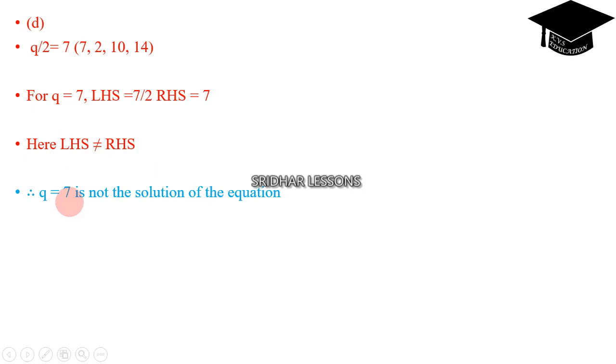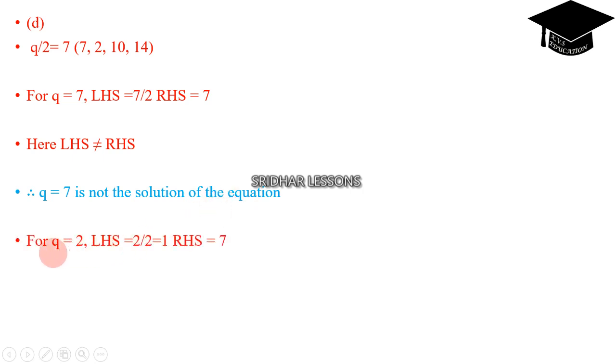Question D. Q by 2 equals 7. We have to check with the values 7, 2, 10, 14. For Q equals 7, LHS is equal to 7 by 2, whereas RHS is equal to 7. Here LHS is not equal to RHS. Therefore, Q equals 7 is not the solution of the equation.